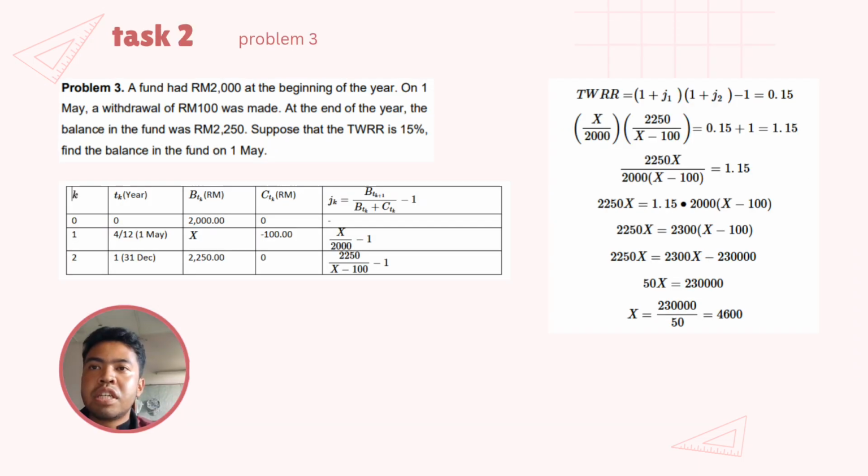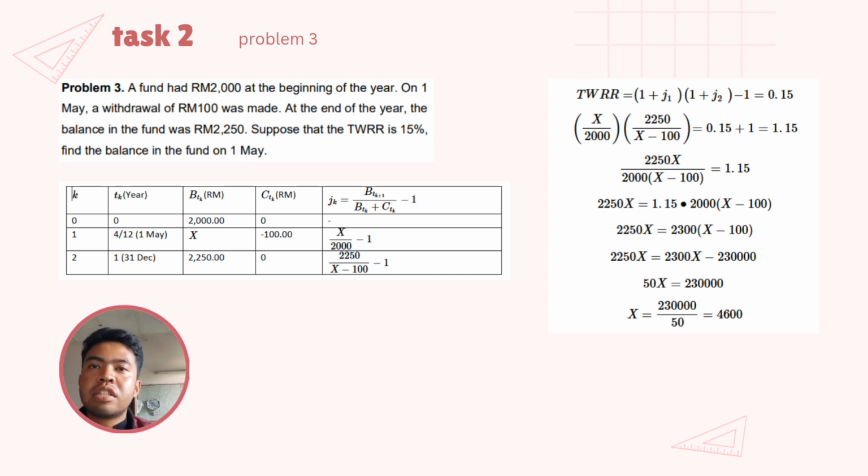Now let's move on to problem 3. Here we are given a beginning balance of 2,000 ringgit and a withdrawal of 100 on May 1st. The year-end balance is 2,250 ringgit. We are told that the time-weighted rate of return, TWRR, is 50%, and we need to find the balance in the fund on 1st May. So we assume the value of the fund on 1st May is X.